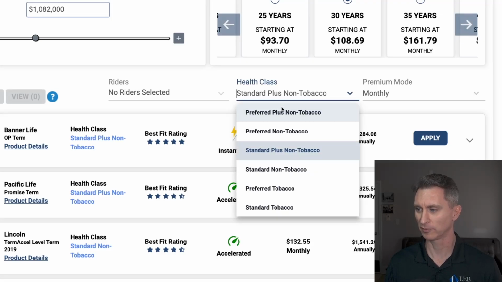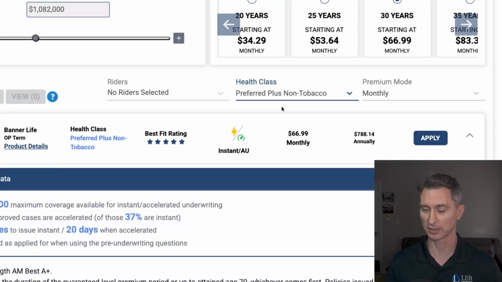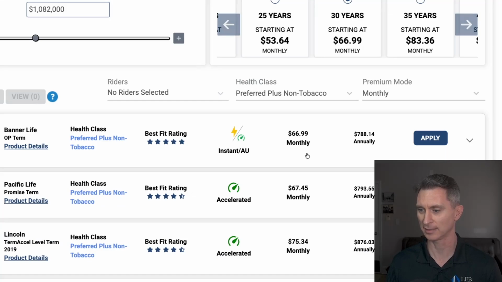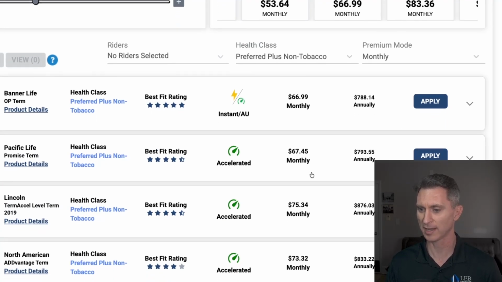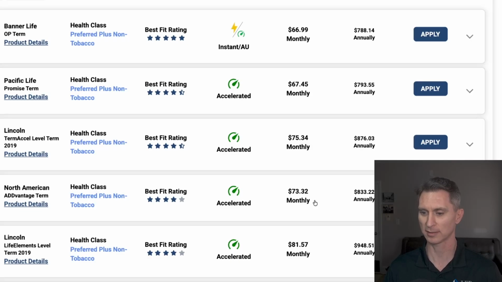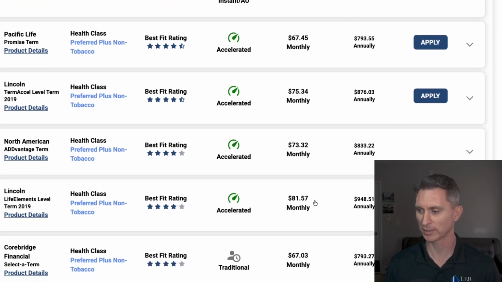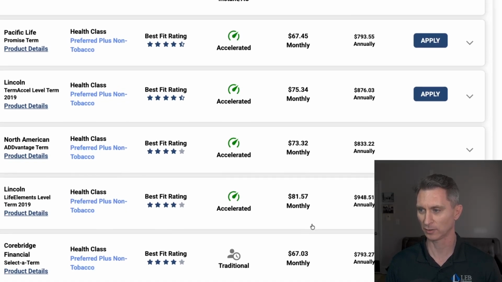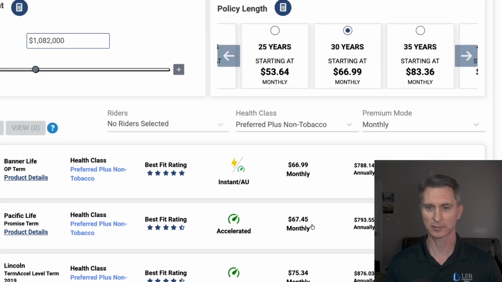If we take a look at the preferred plus ratings, that's going to be significantly different because it's 2 classes below. So preferred plus rating is going to be $66.99, Pacific Life $67.45, Lincoln $75.34, and North American at $73.32. And the other additional Lincoln product is going to be $81.57. And then Corbridge, formerly AIG, is going to be $67.03. Right. So if there's a few prescriptions, typically you're going to be able to qualify for that preferred plus, and I would still go with Banner Life because they have that instant/accelerated process.